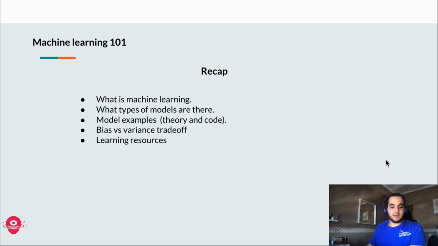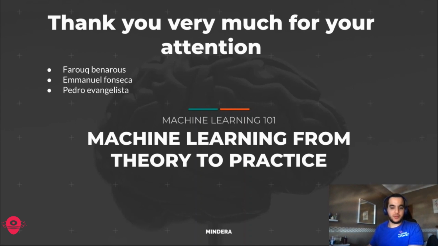So let's make a quick recap about what we did in this workshop. We defined machine learning and the different components of it. We talked about the types of models and how they are categorized and how they overlap with each other. We saw 2 examples of models: a linear regression model and an artificial neural network. And then in the end, we talked about the bias variance trade-off and why you should understand it when it comes to training these models. And finally, we saw these learning resources that you can use to dive deeper into machine learning and deep learning. So yeah, that's it for this workshop.